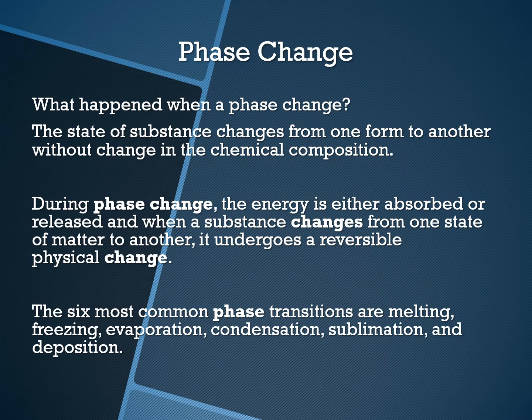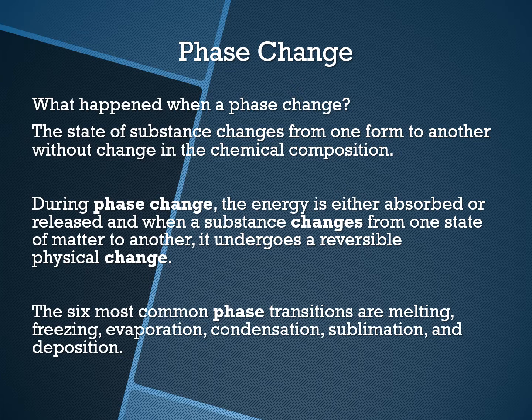Actually, what happens in a phase change? A phase change is when a substance changes from one form to another without a change in its chemical composition. During a phase change, energy is either absorbed or released, and when a substance changes from one state of matter to another, it undergoes a reversible physical change.